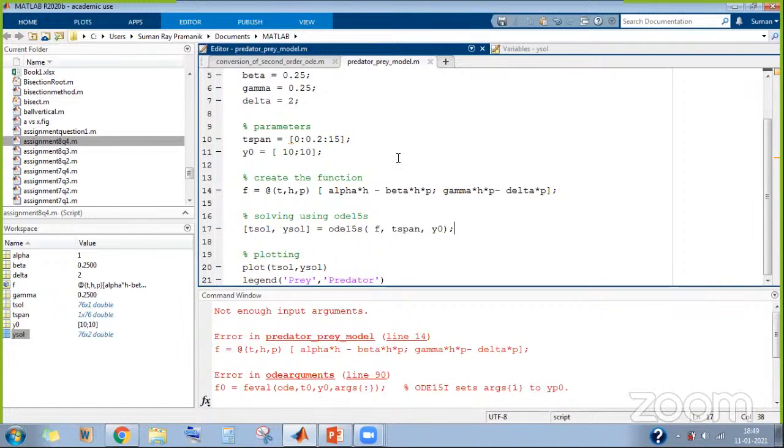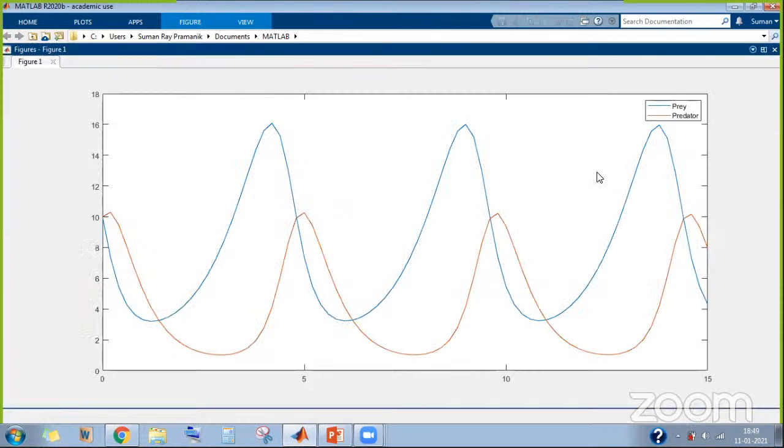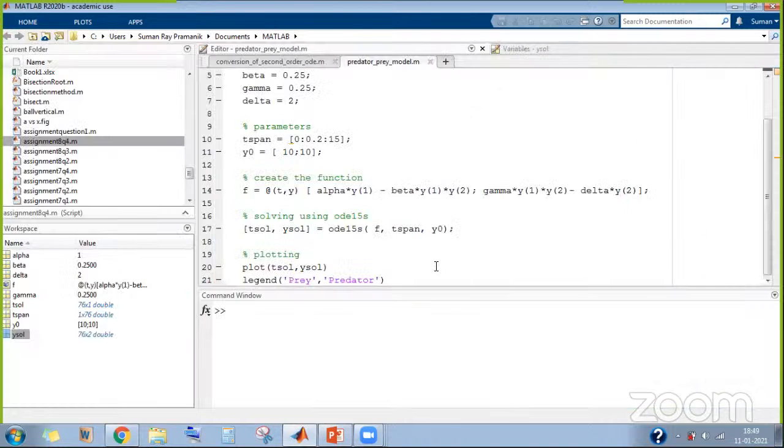Then I think you have to create two functions, and get the solution for each, firstly for the prey and then the predator, if you want to use H and P. Okay, sir. Thank you. Okay, so this is working fine. So this is the final code.